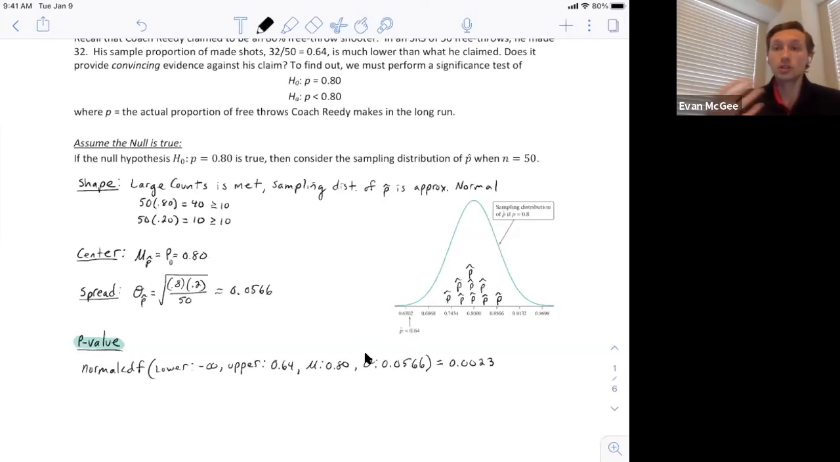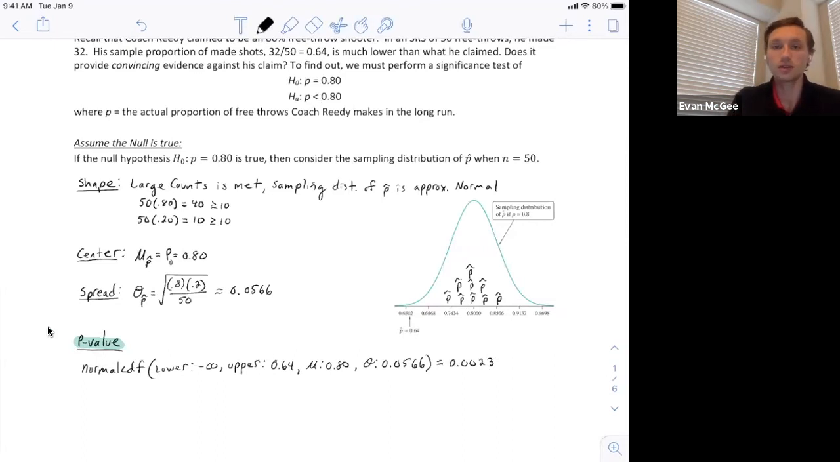So what we're starting to think is he must not be an 80% free throw shooter. This distribution must not be centered at 80. It must be shifted lower to 70 or 60, or we can't determine where it is. But what we can say is that with this small probability, we don't believe this to be true. So we're going to reject it.